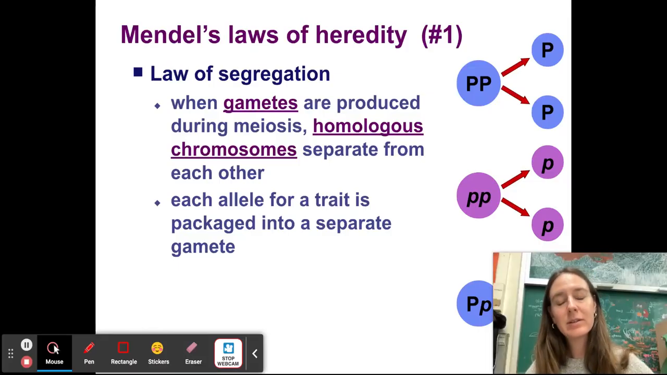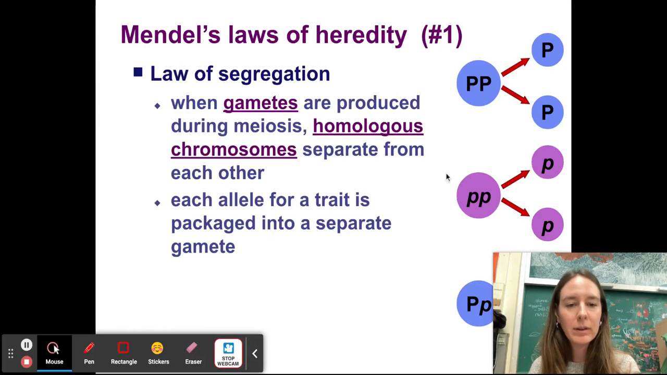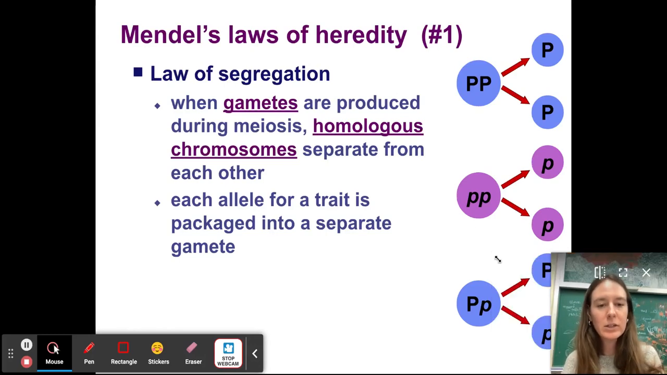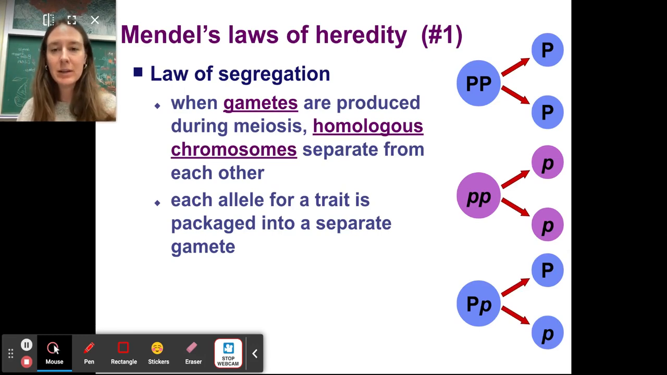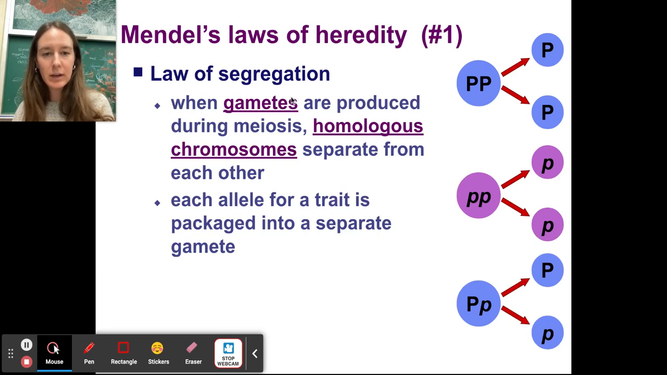So based on Mendel's research with pea plants, he came up with 2 laws of heredity. Now, these laws are really important. It's important that you write them down and pay close attention as I explain them, because these laws we're going to come back to as we continue to study genetics. So first law of heredity is called the law of segregation. I'm going to read it to you and then I'm going to explain it.